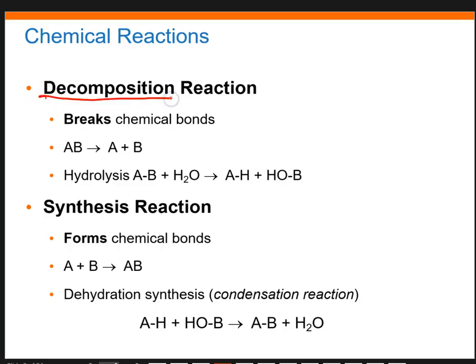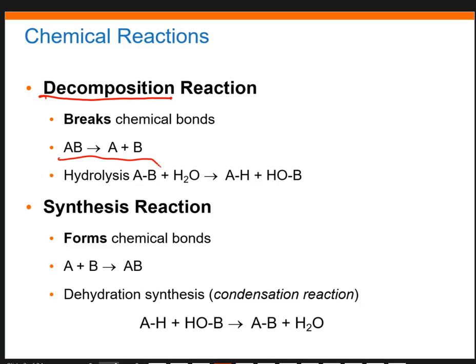Decomposition reactions occur when chemical bonds are broken and a large molecule is broken down into two smaller molecules. Just like the word decomposition, right? When something decomposes, it's breaking down. So a decomposition reaction is breaking down a compound or a molecule. These A's and B's, they're just variables. They could be anything, right? A could be hydrogen, B could be carbon, or it could be two glucose molecules, or it doesn't matter.